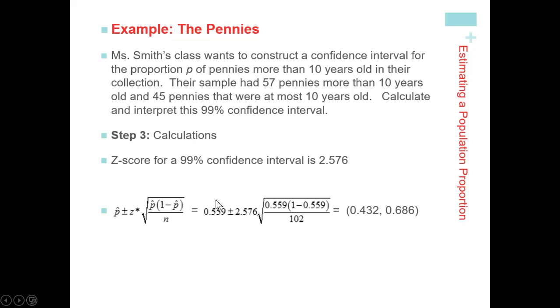Formula, plug in the numbers, right? There's your p hat, and here's your sample size. This part is your margin of error, so it's 0.559 plus this margin of error, and then here's your interval.